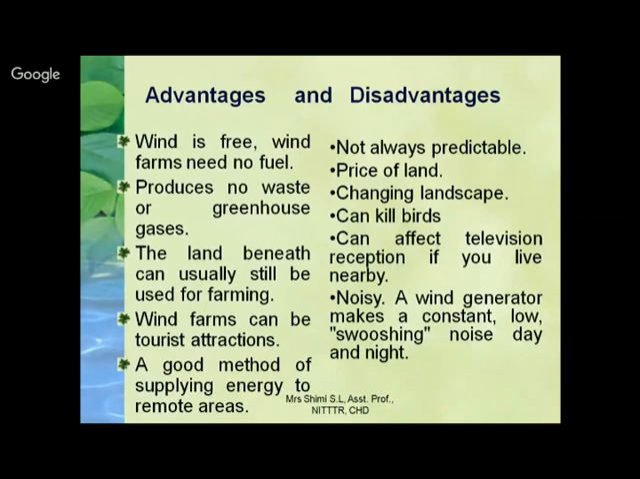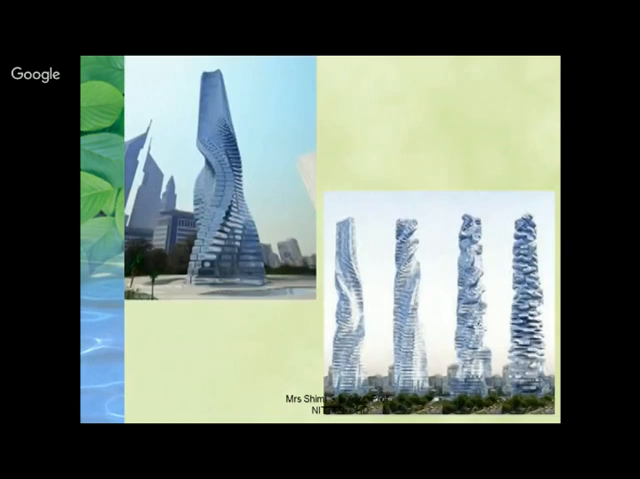So not always, this wind का है कि it is not always predictable, and land price, इतना big area of land में you have to go and install it, so that land price and changing landscapes, it can kill the birds, and it affects the television reception near the nearby living area में, or noisy भी है, you can have a humming sound always, you can hear it. So these are some of the disadvantages of windmill.